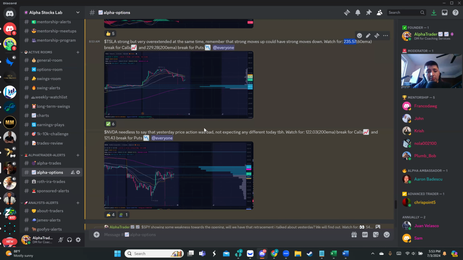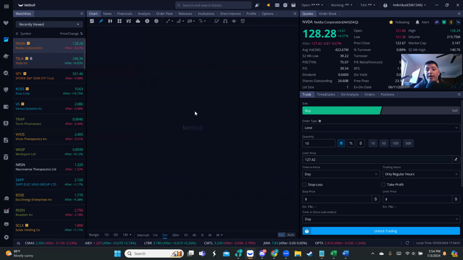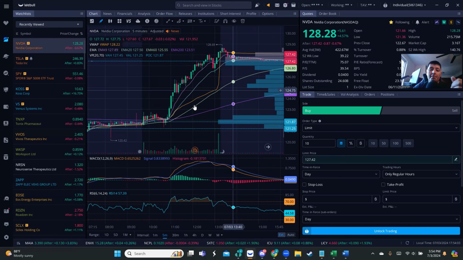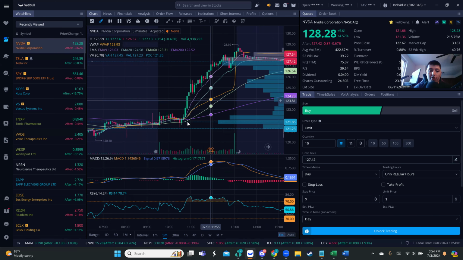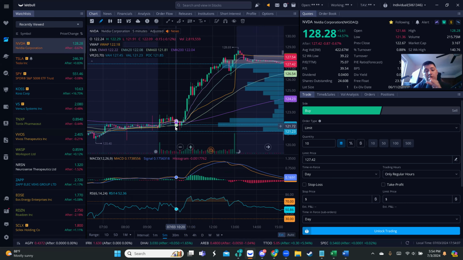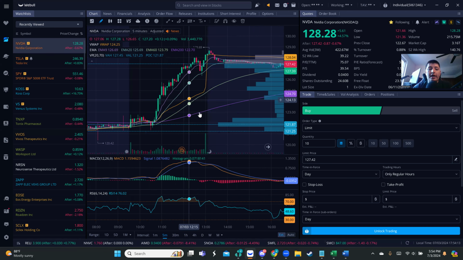Nvidia as well. I told my students the price action was bad, and I'm not expecting any different. That was the first part of the morning, which is what it actually did, right? You got to learn to trade momentum. You got to learn to adapt to the market. The first part of the day is when I told my students not to trade, and we were just chopping. There was nothing to trade. Once it broke down, that is when you want to take action.